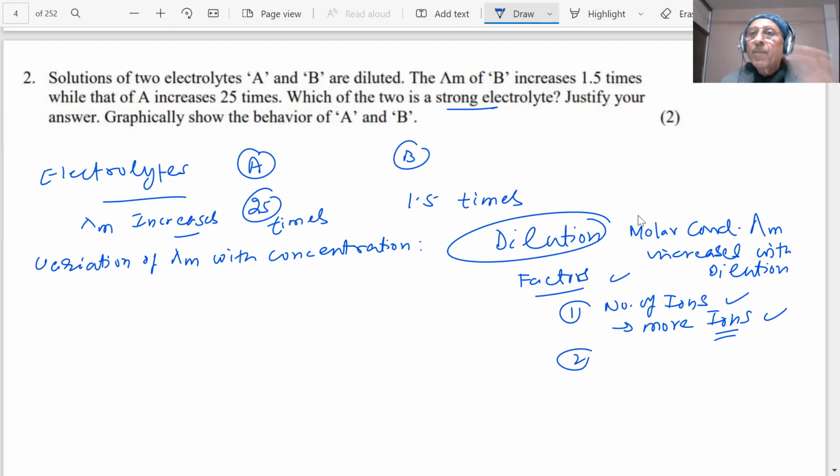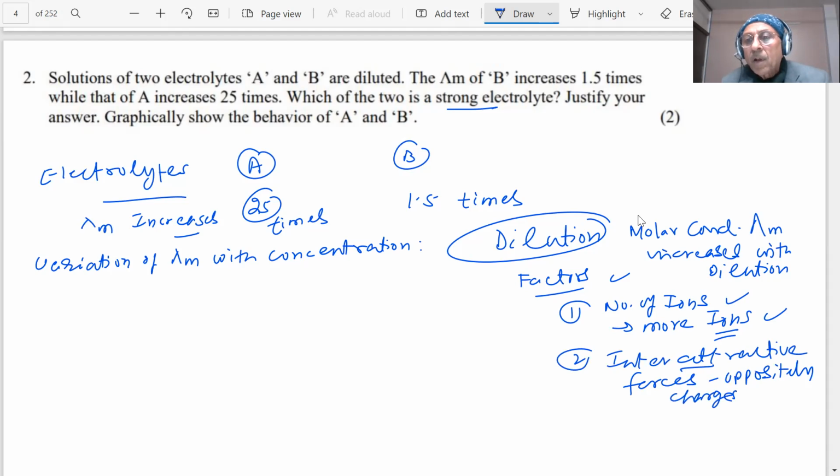And if the number of ions remains the same, but there are inter-ionic attractive forces between the oppositely charged ions. And on dilution, what happens? These inter-ionic attractive forces diminish, become less. So ions can move faster because in the path they have less inter-ionic attractive forces. So these two factors will be there.